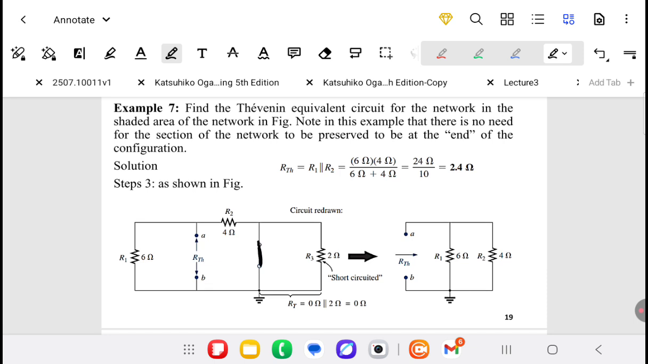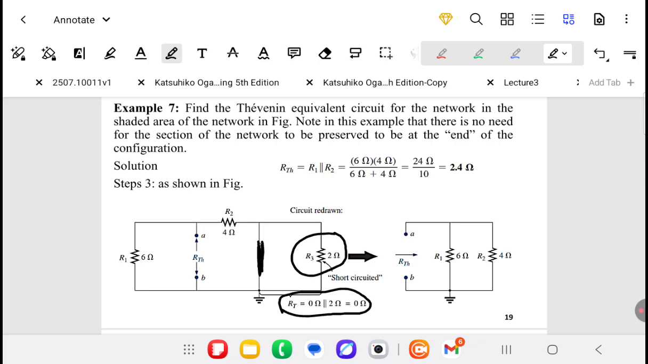Then we need to get R Thevenin as we suppress the voltage of the source by a short circuit. Then the resistance R3 is shorted or connected across a short circuit. Then the total resistance of the parallel equivalent of R3 and the short circuit equals 0. 0 times 2 divided by 0 plus 2 equals 0.